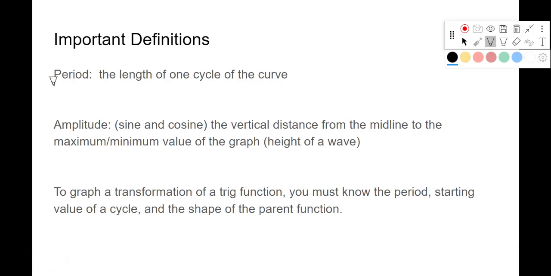Okay? All right, so let's go through some definitions here real quick. We have them here. So the period is the length of one cycle of the curve. We just did that on the sine graph. Okay, the periods can vary. They don't have to be 2 pi every time. Sometimes they are, sometimes they aren't. Depends on the trig graph we're looking at.